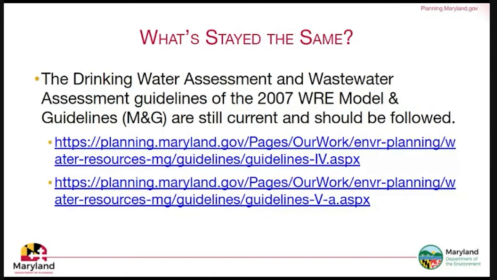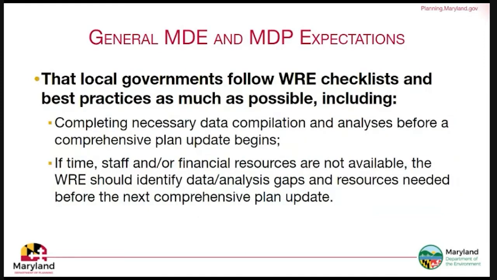So on slide 3, in terms of what's stayed the same, there are two major aspects of the water resource element guidelines from 2007 related to drinking water assessment and wastewater assessment. Those are still current and should be followed. And we have a couple links here. I know you can't click on them. On the next slide, slide 4, I think what we're trying to do here, and throughout the document, is clarify what the expectations are.